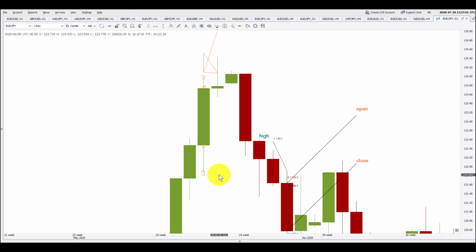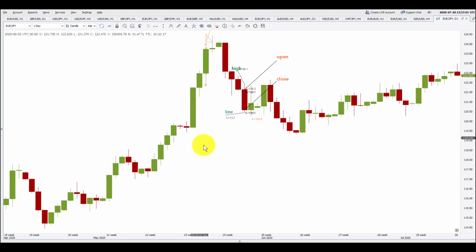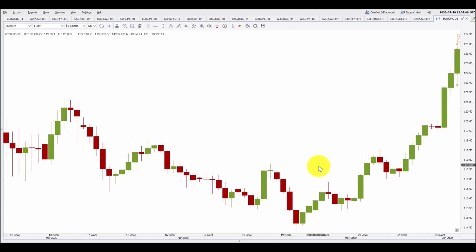Now what is the psychology behind the candlesticks? Friends, there is psychology behind the candlesticks. If the candlesticks are long, like this red candle here, this means that the price actually opened here and then sellers drew the price all the way down till here, and then finally the price closed here.